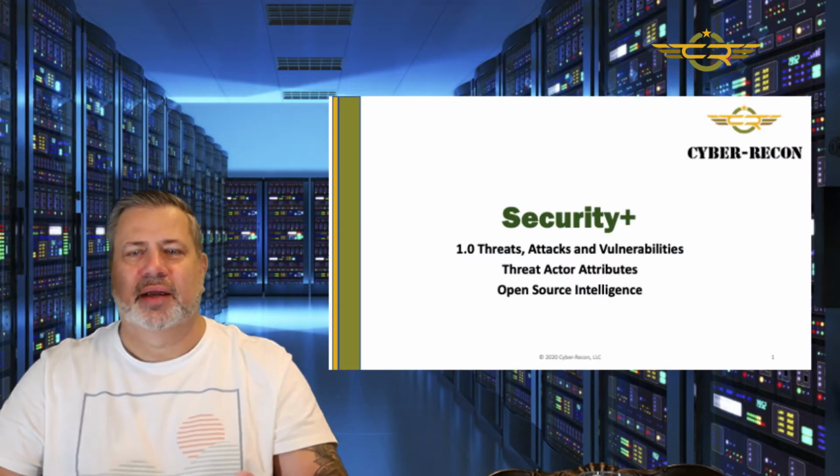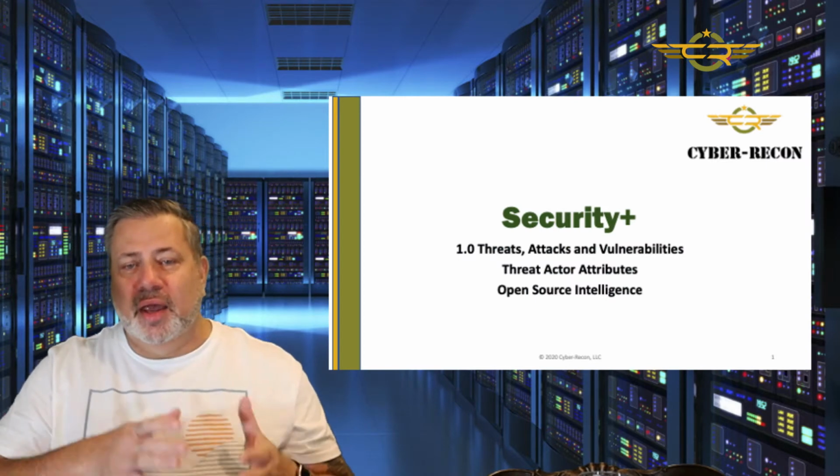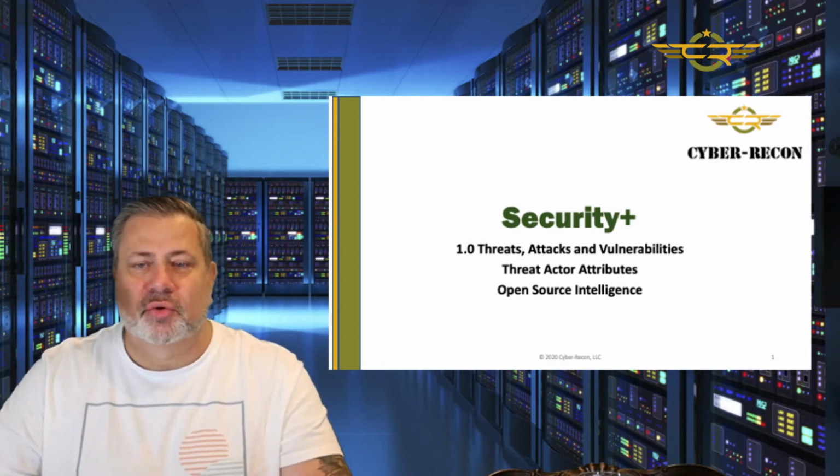But let's get into the topic today. So we're in domain 1 still, threats, attacks, vulnerabilities, threat actor attributes, and now we're talking about open source intelligence gathering. And why would we do this? Really, the reason the social engineer does open source intelligence gathering is so they can do a technique called pretexting.